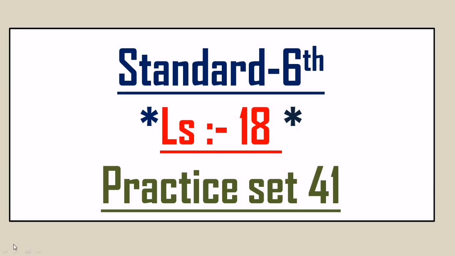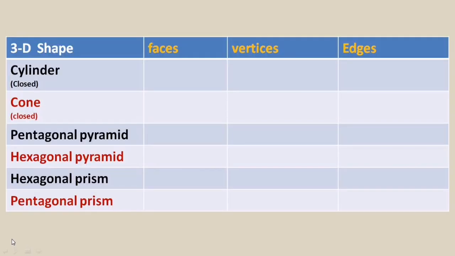Now students, it is time to solve practice set 41 of lesson 18. In this practice set, a list of 3D shapes is given to us and we need to write faces, vertices and edges for those shapes. Very first one is cylinder and next one is cone. But before proceeding further, let's see this video and try to figure out faces, vertices and edges accordingly.